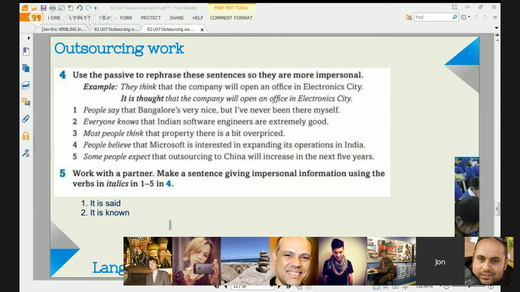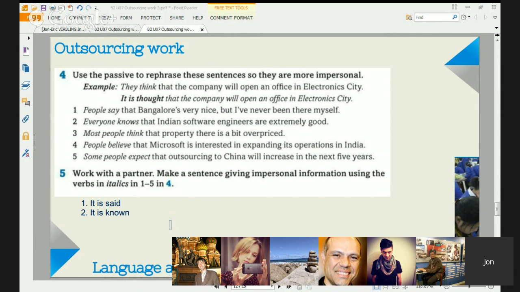Matt, are you there? Okay, sorry. No, I don't understand very well. Let me give you an example. Look at the last sentence, number 5. Can you read number 5 on the screen for us, please? People believe that Microsoft is interested in expanding its operations in India.